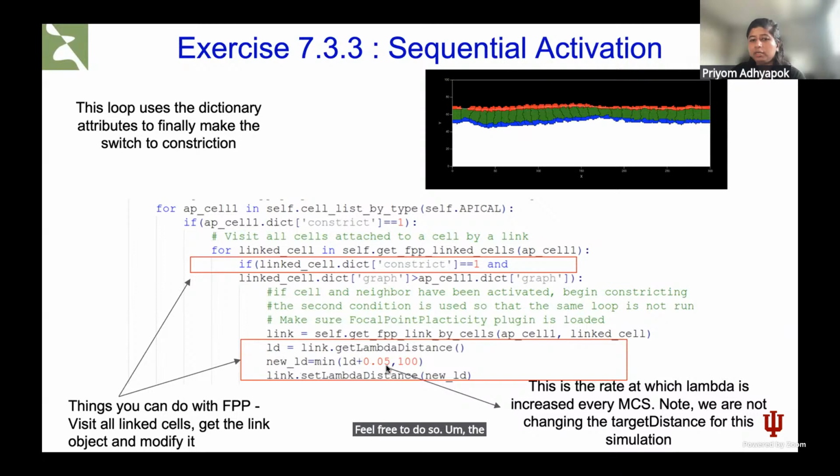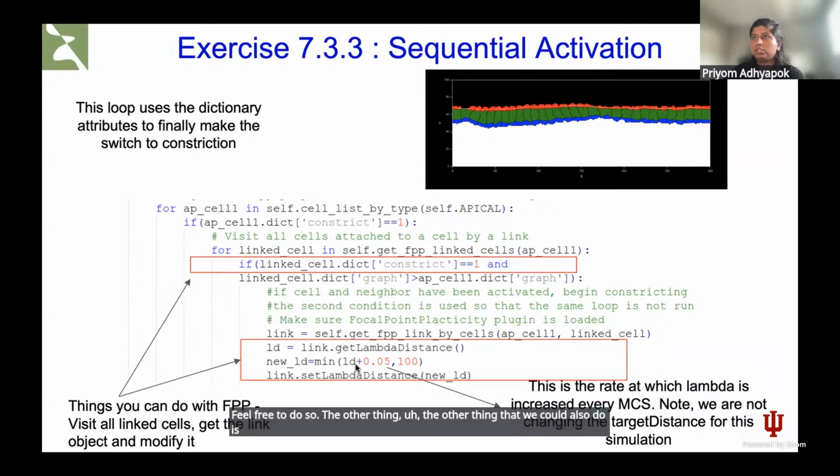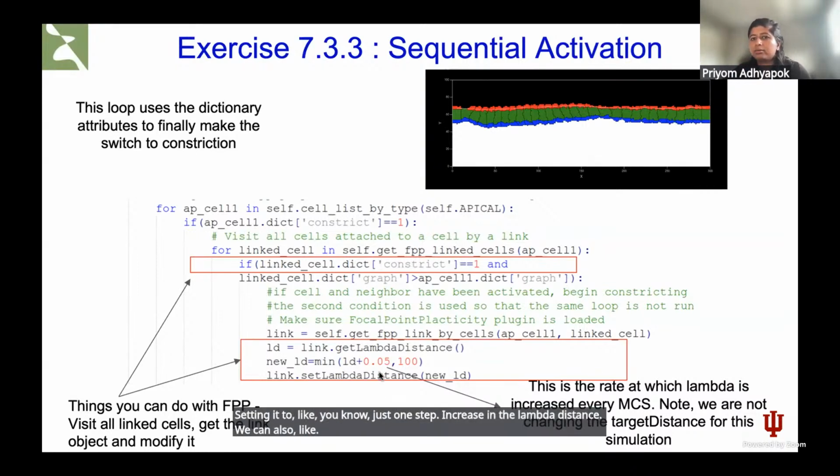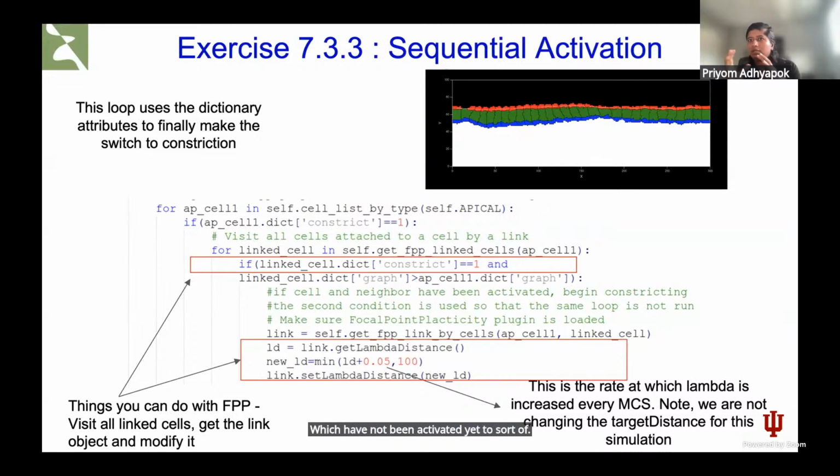The other thing that we could also do is, rather than setting it to just one step increase in the lambda distance, we can increase it slowly so that you can slowly start seeing the cells come closer to each other, and that also gives time to adjacent cells which have not been activated yet to adjust their bodies to still maintain that epithelium.